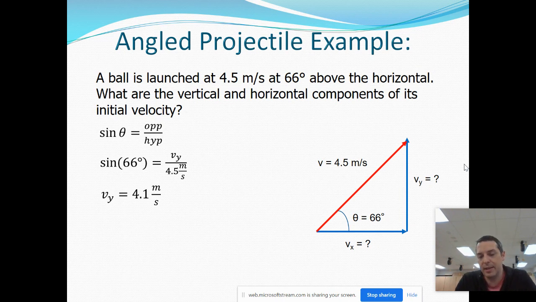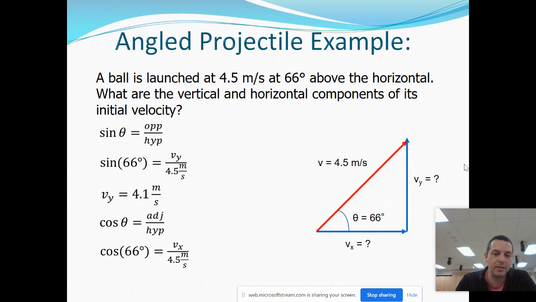Now, if we do the same thing for the horizontal velocity, this time we're going to use cosine. Cosine theta is adjacent divided by hypotenuse, and our adjacent side is our velocity in the x direction, and our hypotenuse is 4.5 meters per second. So if we take cosine of 66 and multiply it by 4.5 meters per second, we get a velocity in the horizontal direction of 1.8 meters per second.